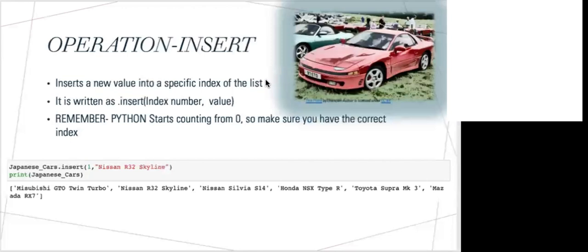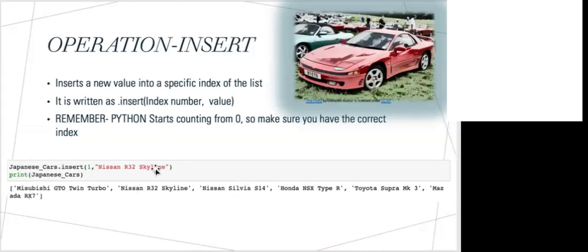Next one is insert. Insert works similarly to append. However, instead of adding it just to the end of the list, it will add it to a specific position of the list. We write this as insert, index number, value. Index number is the place in the list. For example, if I count on this list, Python counts from 0, so you should make sure you have the correct index of 0. So we'll start counting this list 0, 1, 2, 3, 4, 5.